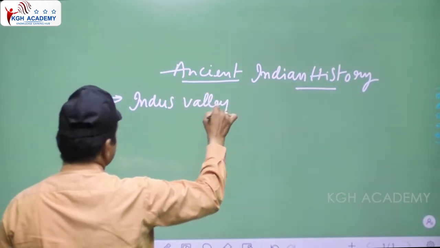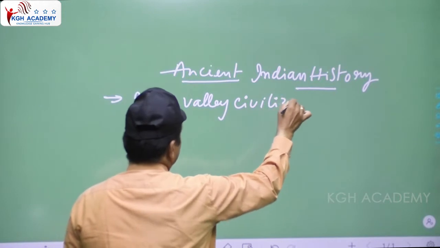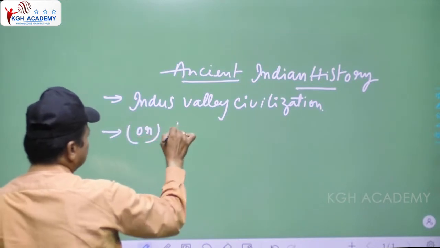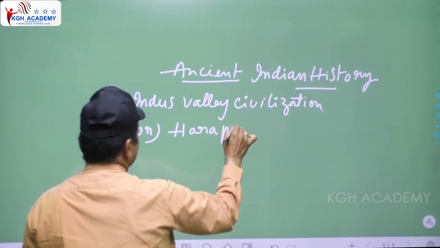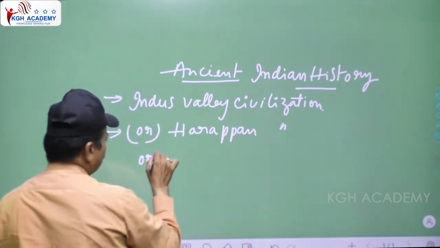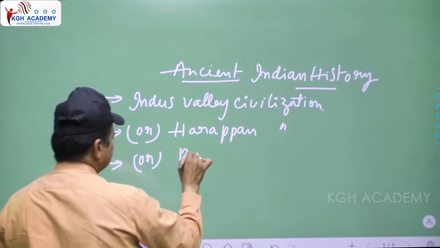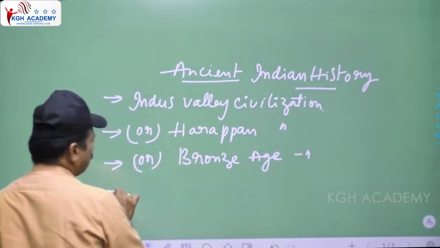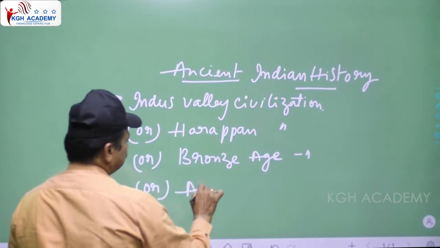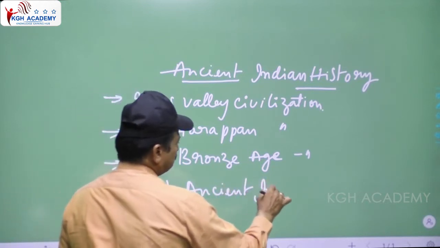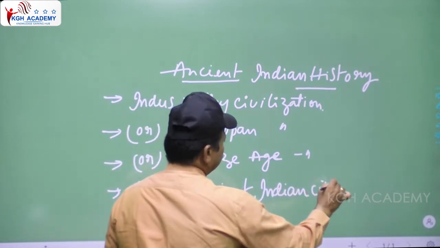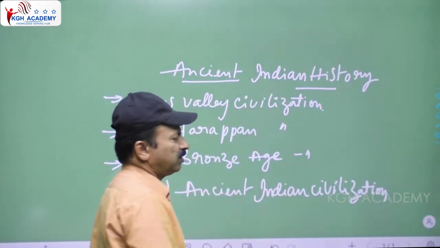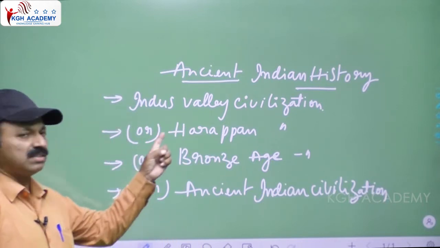Indus Valley civilization, or it is also called Harappan civilization, Harappan culture, or it is also called Bronze Age civilization. It is also called ancient Indian civilization. Have you got the idea? Like that, different names are there for this, that you have to remember. These are all the names.